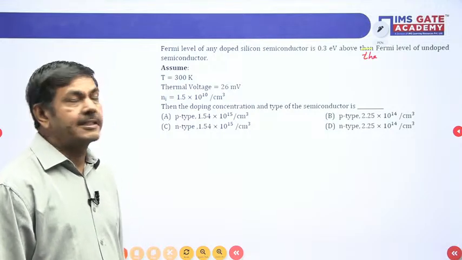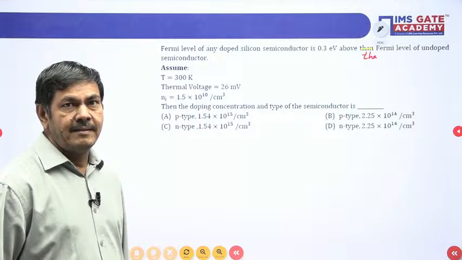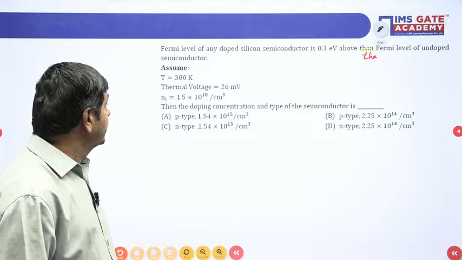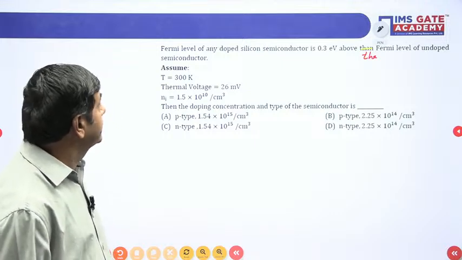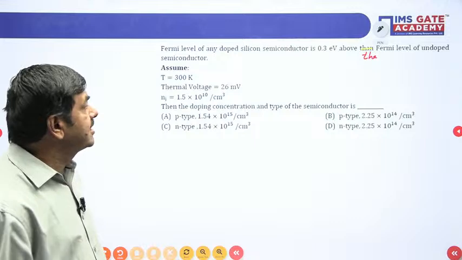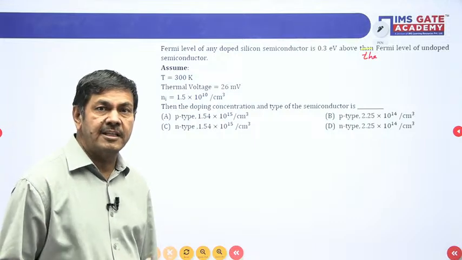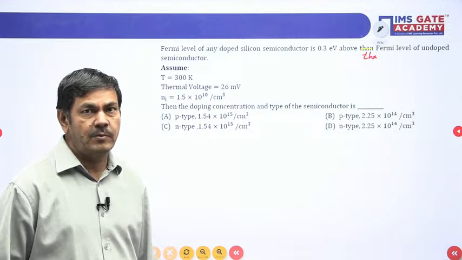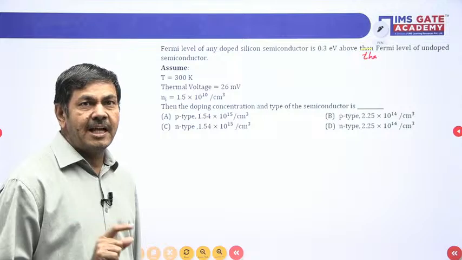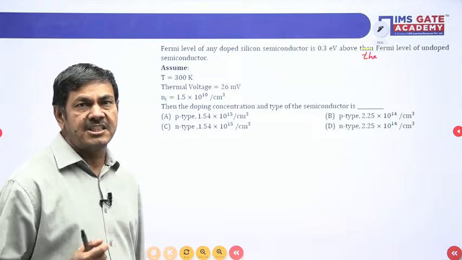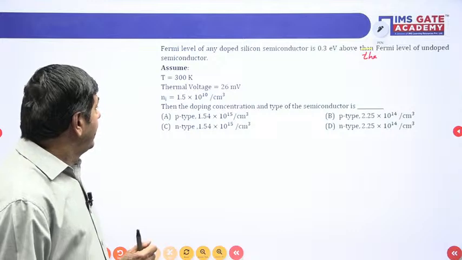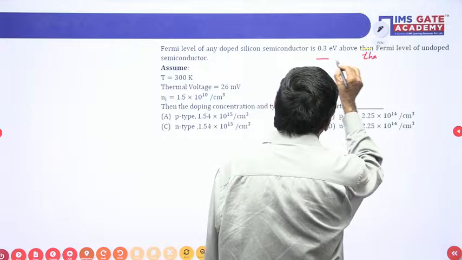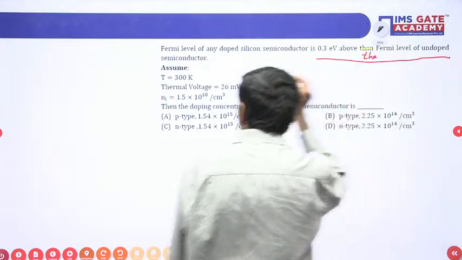Which type of semiconductor it is, we need to find at first. Then after that we can calculate. What do we have to calculate here? We need to calculate the doping concentration required. Doping concentration means is it electron concentration or hole concentration? Once you know the type of the semiconductor, you can understand what concentration we need to calculate here. In the problem, it is strictly given that the semiconductor's Fermi level is 0.3 electron volts above the Fermi level of an undoped semiconductor.